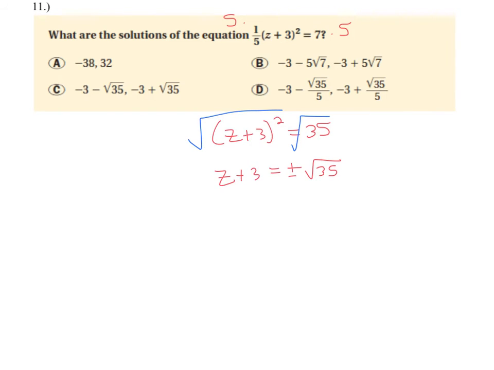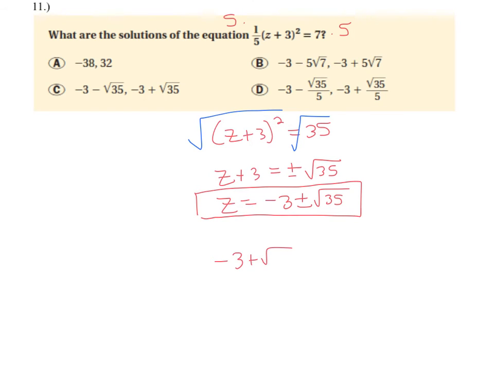35 is 5 times 7, so I can't simplify it down at all. All I can do is subtract the 3 to the other side. And again, we put it in the front so it's clear it's not part of the square root. So our solution is negative 3 plus or minus the square root of 35. So if we wrote them out separately, it'd be negative 3 plus the square root of 35, and negative 3 minus the square root of 35. So that is letter C.